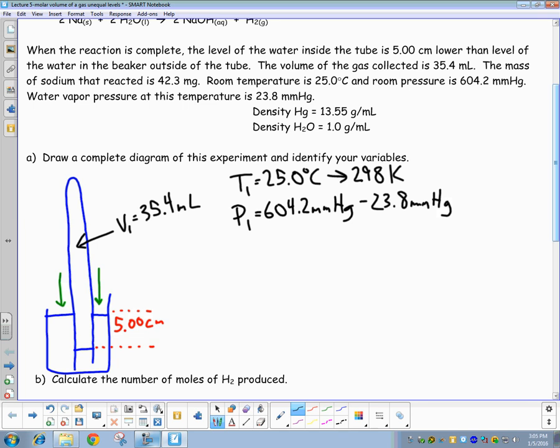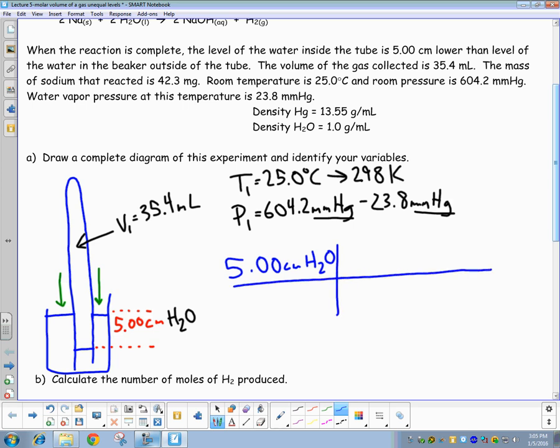Now, the other issue that we have to deal with at this step is the fact that these water levels are not equal. They have a 5 centimeter difference. We need to convert this centimeters of H2O into millimeters of mercury. Since our pressure readings are both millimeters of mercury, we need the units to match up. We'll have a two-step conversion problem. We start with the 5.00 centimeters of water, and ultimately what we are trying to get to is some value with a unit of millimeters of mercury.